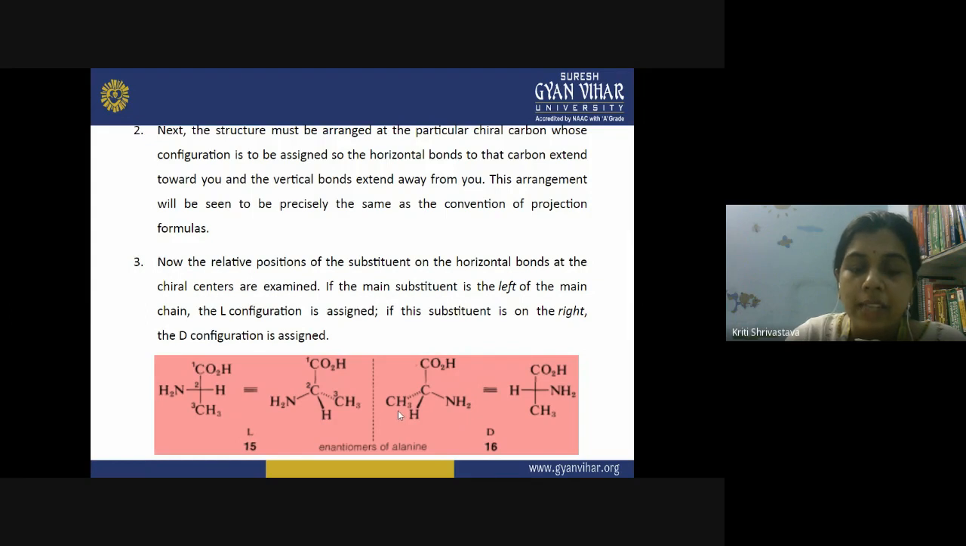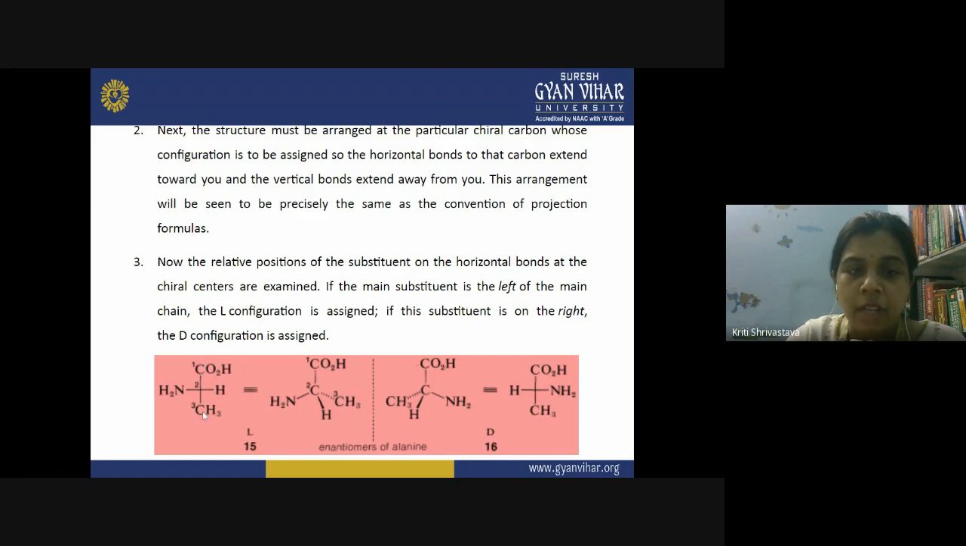So the problem arises for you when you have to identify the direction of the group with respect to which group we should assign the D and L configuration. So you are not considering the CH3 here.